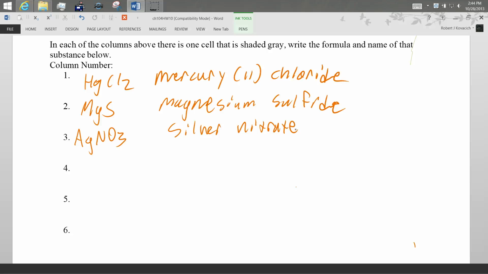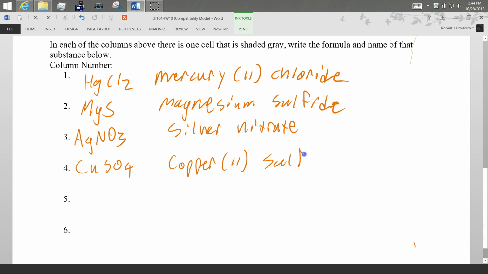Formula for number 4? Copper 2 sulfate. Okay, so I do have to say 2 because it's copper, and copper could be 1 or 2. And then I've got sulfate there. So if I've got a +2 and the sulfate's a -2, then they just cancel each other out. So it's just CuSO4. And you guys have used that in class. It's that really pretty light blue, aqua blue kind of color.